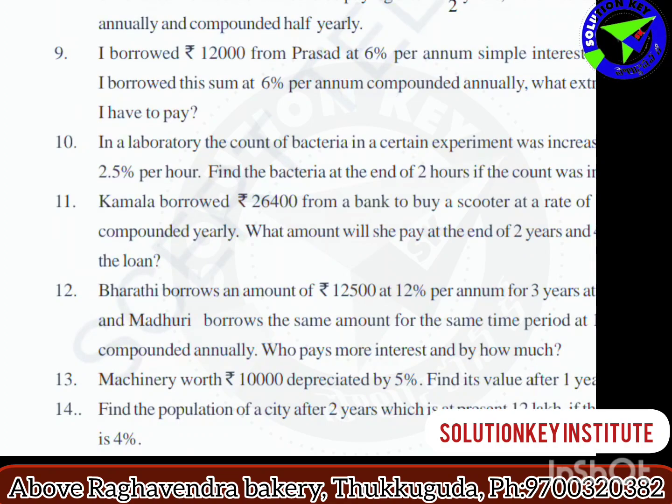In a laboratory, the count of bacteria in a certain experiment was increased at the rate of 2.5% per hour. Find the bacteria at the end of 2 hours if the count was initially 5,06,000. So present bacteria is 5,06,000. It is increased every 2 hours at the rate of 2.5%.